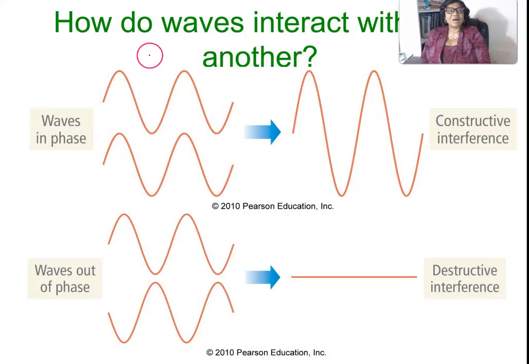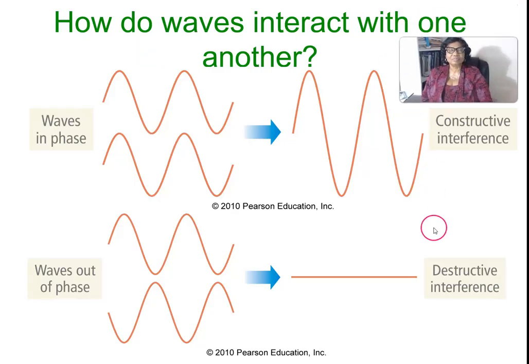So let's talk about how waves interact with one another. When waves are in phase, you see, we call this constructive interference. You see, these two are in phase, and when they interact, they become very large. We call this constructive. But when they are out of phase, this is destructive interference. You see, it becomes a flat line. There's no wave again. But here, you see, it became bigger. Here is a flat line. The wave is destroyed.